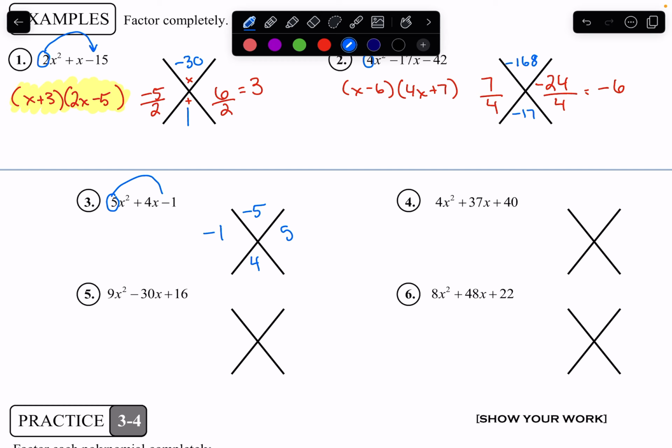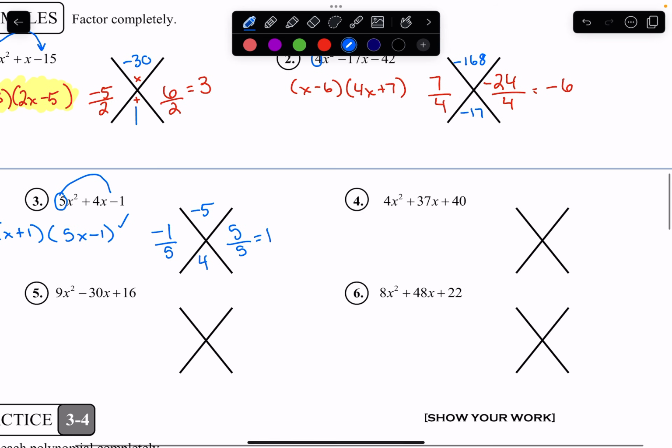Now, don't write x minus 1, x plus 5, because at the beginning I multiplied by 5, so now I need to divide by 5 to get my final answer. 5 divided by 5 becomes 1. Nice. I get x plus 1 here. Negative 1 divided by 5 is not a nice number. So when I write that one in the parenthesis, I'm going to write 5x minus 1 as my second parenthesis. And that'll be my factored form of 5x squared plus 4x minus 1.